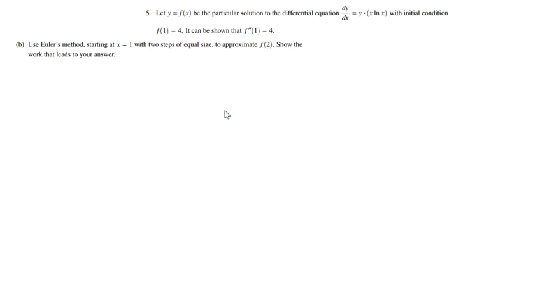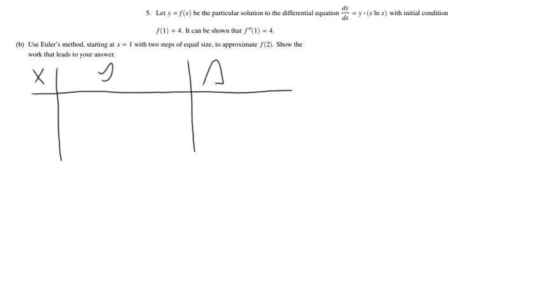Part B is an Euler's method question. So using Euler's method, starting at x equals 1, using 2 steps of equal size, we have to approximate f of 2. All right, well, I'm going to do this here. I'm going to make a little table. So my x and my y and my change in y, because that's how we're going to be able to calculate the f of 2. Well, we have to use 2 steps of equal size. So we know we're going to be using 1, 1.5, and 2.